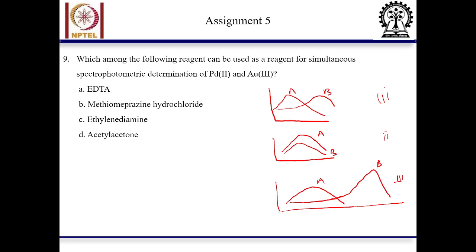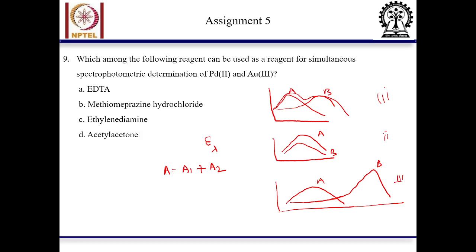The main idea behind this is that epsilon is epsilon lambda. For a particular lambda, there is a molar absorptivity. So if we want to determine A, your spectra will look like this. Basically, your A total is equal to A1 plus A2. That is the concept.